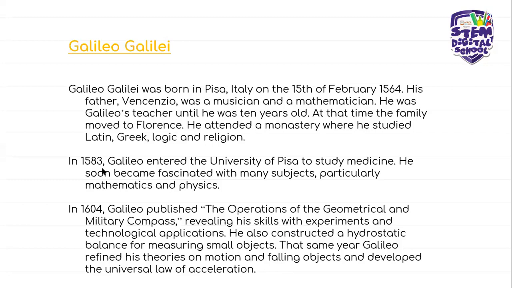Well done, very good. So in this paragraph, it tells you what he published. And because he published this, it revealed his skills with experiments and technological applications. And then from this topic sentence, it expands into more information about his skills of experimenting and being technologically advanced. Very good, well done.